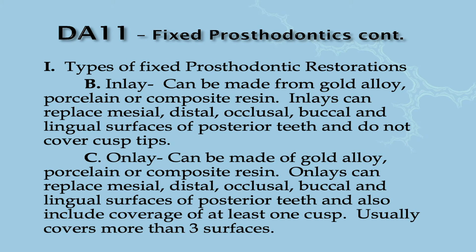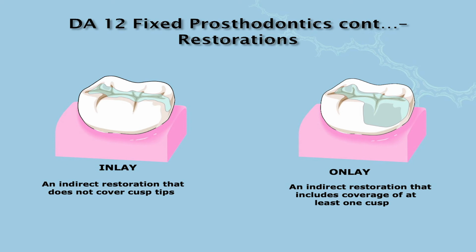You can have an inlay, which can be made of gold, alloy, porcelain, or composite resin. These inlays can replace the mesial, distal, occlusal, buccal, or lingual surfaces of a posterior tooth, but they do not cover the cusp tips. So they're within the tooth, an inlay.